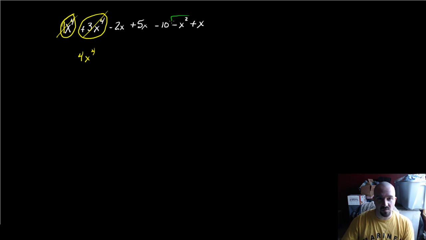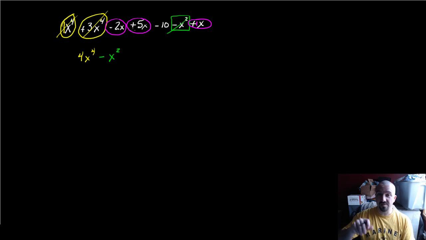I have that guy right there. He is the only one. So because of that, just bring him down. Then because my x squareds are done, cross that out. Now I work with all of my x terms here. This is going to give me a negative 2x, a positive 5x, and a positive x, which we know as 1. I'm going to rearrange this, because the commutative property allows me to rearrange as long as I keep the sign with it.